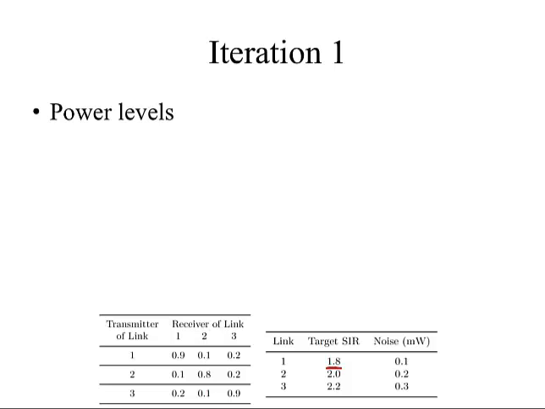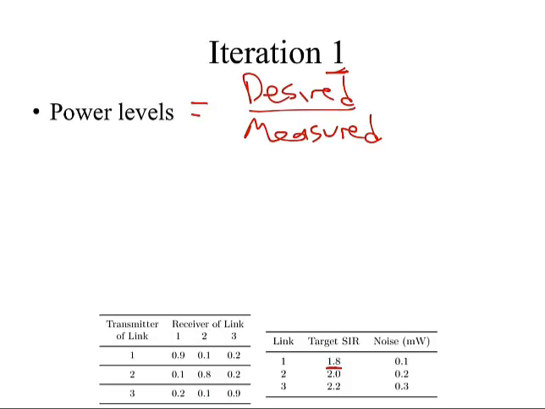So now that we calculated the measured SIRs initially, or for iteration 0, we can go on to calculate the new power levels for the first iteration, or iteration 1, and subsequently the new signal to interference ratios that those power levels imply. And so, if we remember, the update for the power levels was equal to the desired over the measured SIR times the current power level.